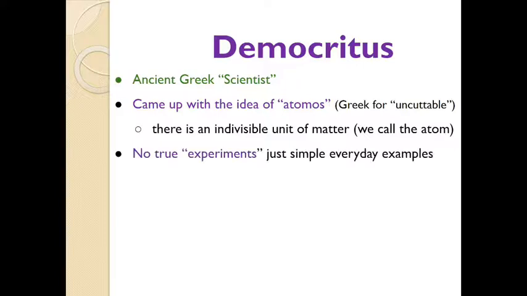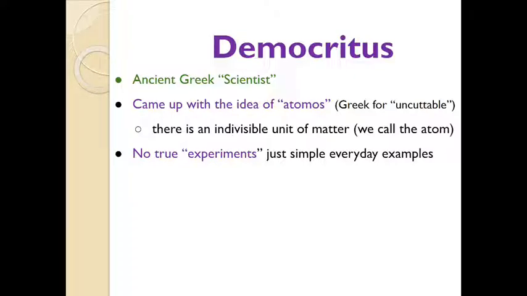Now, as you might be able to tell, he didn't really do any true experiments. That's why I put scientist up there with ancient Greek in quotes, because really he was a philosopher. He was more talking about ideas and everyday examples that people could see and experiment with themselves, but it wasn't really true experiments. You could take a rock and break it and keep breaking it, and eventually you'd get to the smallest piece of that rock that you couldn't break anymore, a fleck of sand or dust, and he said that was a rock atom.